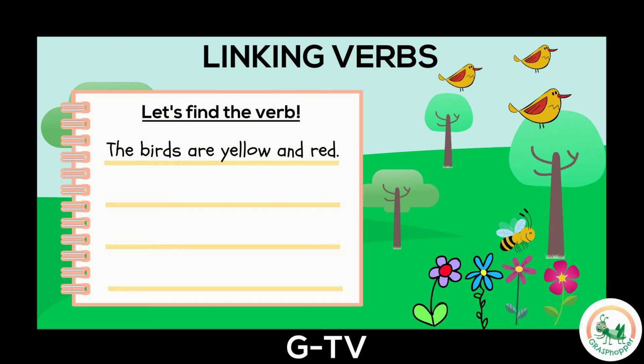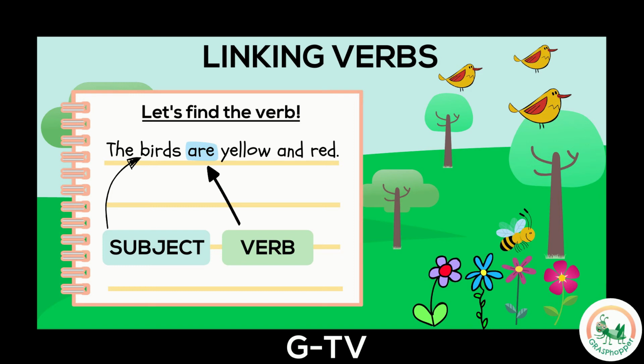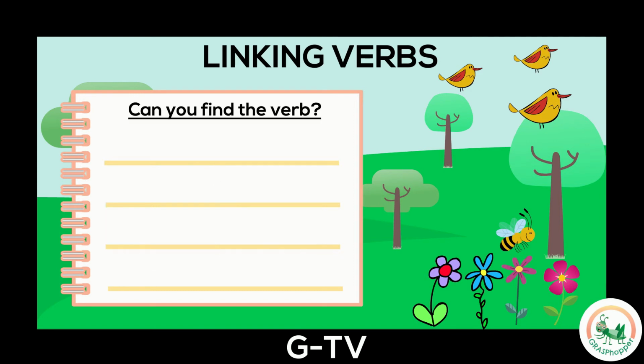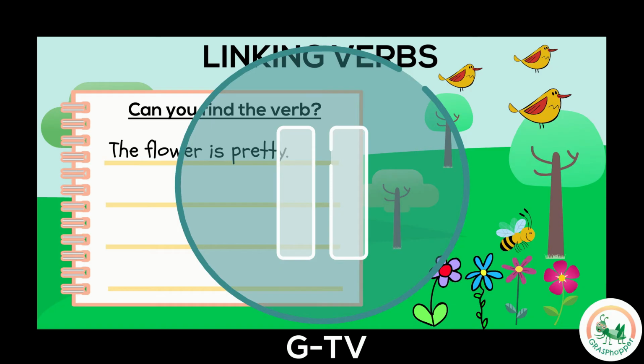We know that the subject is birds. We also know that this sentence is describing the colors of the birds. The word are links the subject to the describing part of the sentence. So are must be the linking verb. Now you give it a try and find the linking verb of this sentence. The flower is pretty. Pause the video to practice.